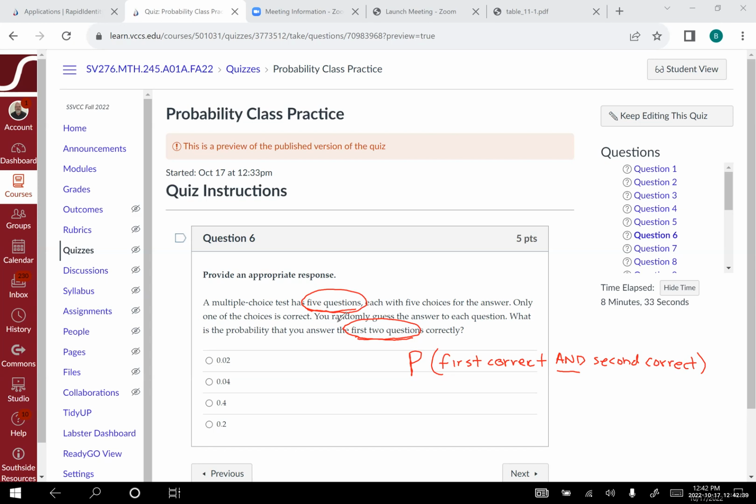Sorry about that. Okay. So let's do this one.